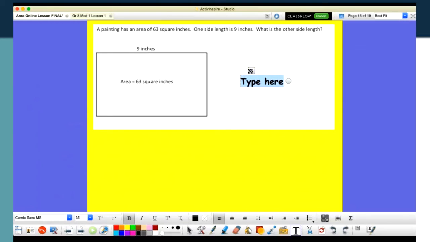So I could say 63 because it's giving me a total. I'm going to use division. 63 divided by 9 equals blank. So I've got to think 9 times 7 equals 63. So in this case, 63 divided by 9 equals 7. So the answer to the side length over here would be 7 inches.